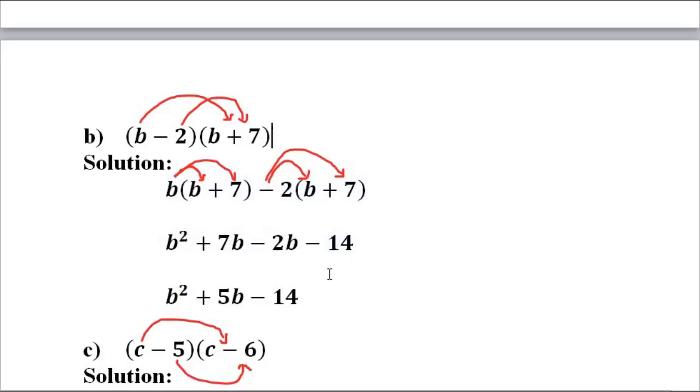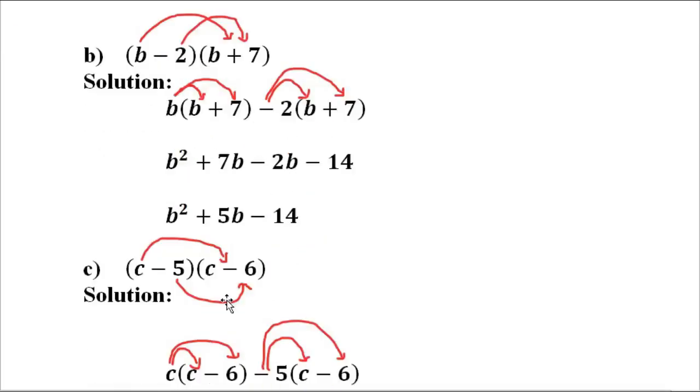Now we have only two like terms in this expression, positive 7b and negative 2b, which gives us positive 5b. Therefore, positive b squared, positive 5b, negative 14 is our simplified expression because we can't add or subtract those terms.